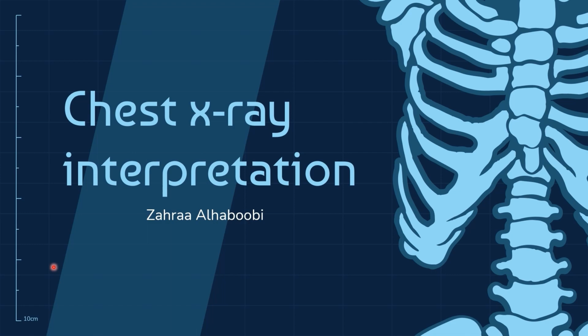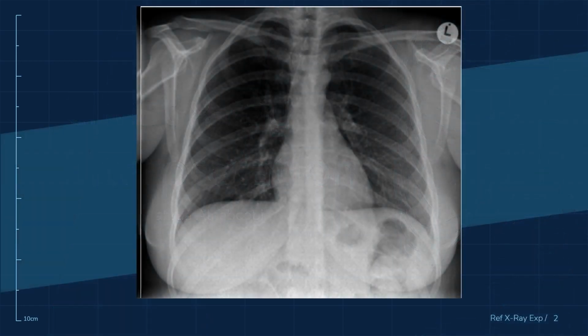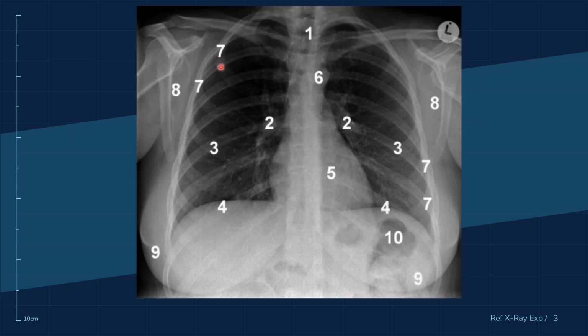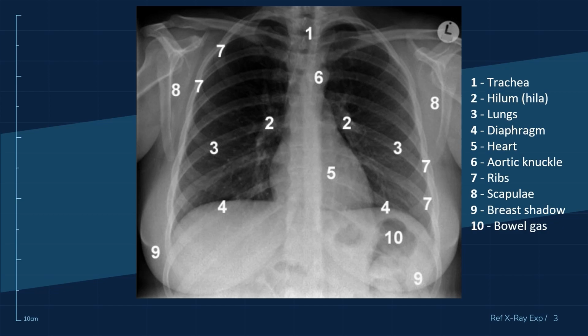So let's get started. To begin with, before starting into the interpretation part, we need to first familiarize ourselves with what a normal chest X-ray looks like. You can pause the video now and label each number, and now I will put the answers. Alright, now we will start with our interpretation.